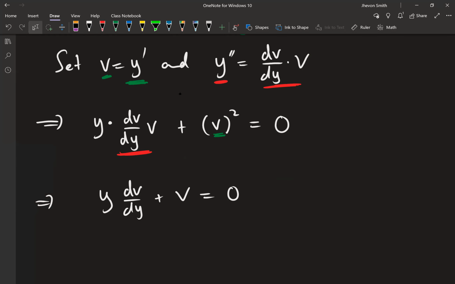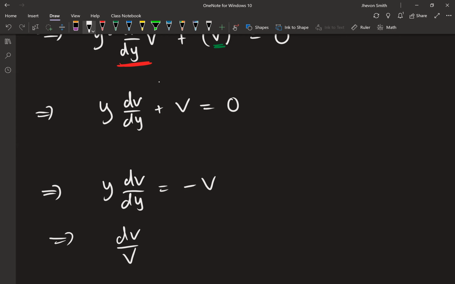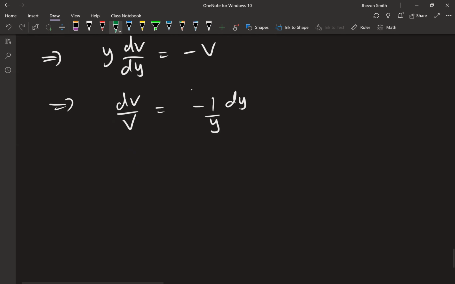Now notice that that is a first order equation where I'm thinking of my y as the independent variable. This one is actually separable. So I'm going to separate the variables here. So this is y dv/dy, I can move minus v over there. Then what I'm going to do is divide by v, and multiply by dy, and then divide by the y. So I get that. So this is now separable. I can integrate both sides.